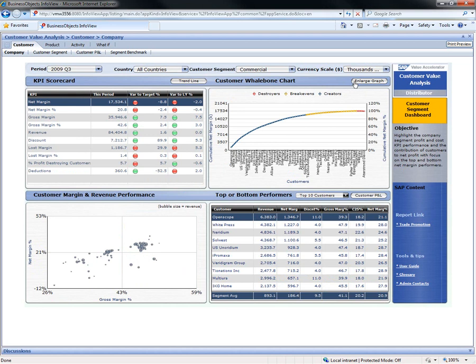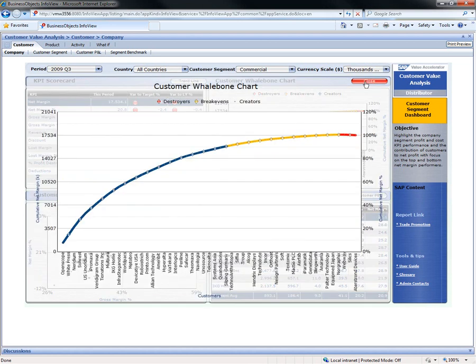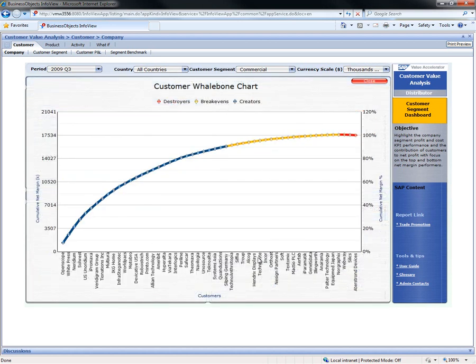Here in the commercial segment dashboard, we can see the cumulative net margin chart here, known as a whalebone curve. By ordering customers along the x-axis from the most profitable to the least profitable, we can clearly see which customers are profit creators, break-even customers, and profit destroyers. Let's take a look at the profit destroyers and decide how to make them more profitable.